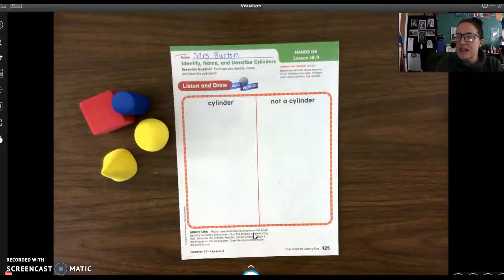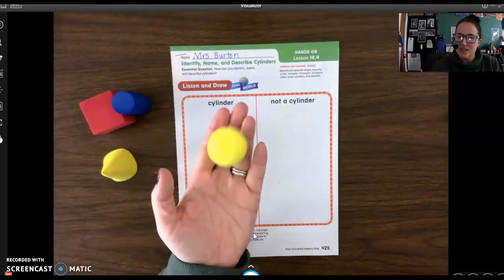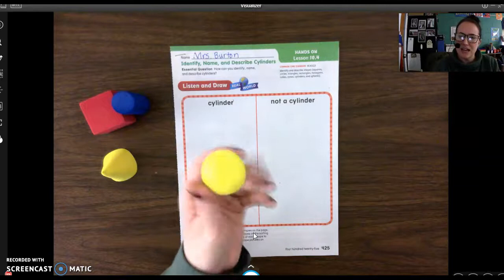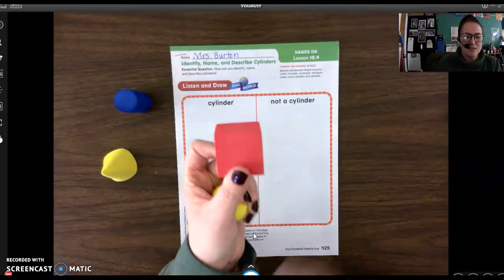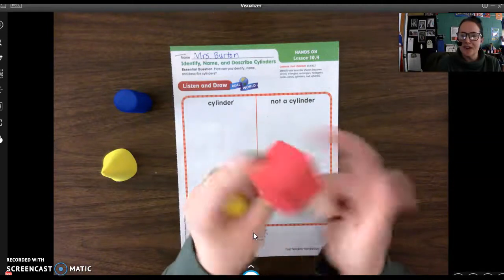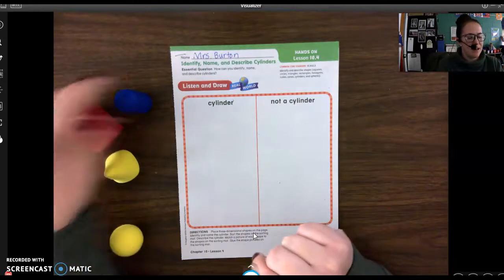Hello boys and girls, today we're going to be talking about another one of our three-dimensional shapes. We've already talked about spheres, made up of that curved line, and we've talked about cubes with those 6 flat surfaces or faces and edges and vertices. Today we're going to be talking about cylinders.